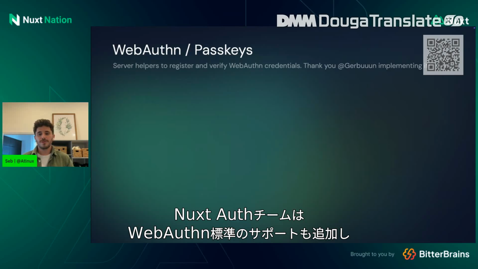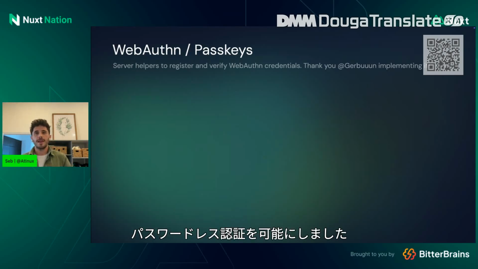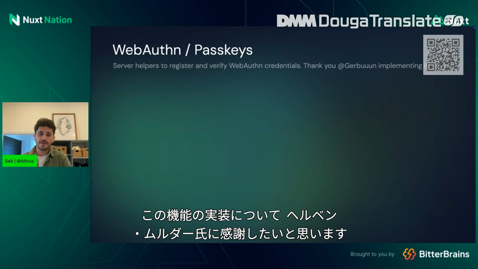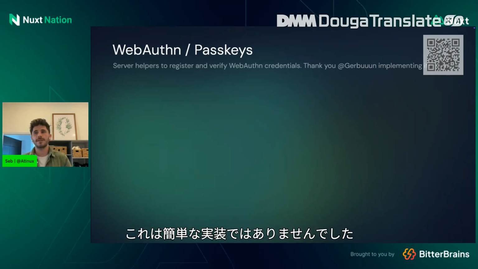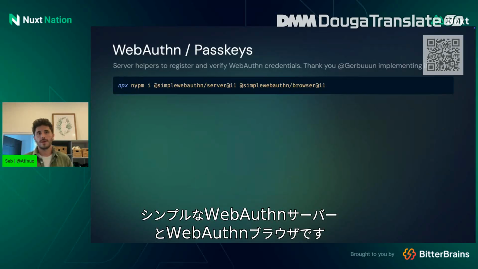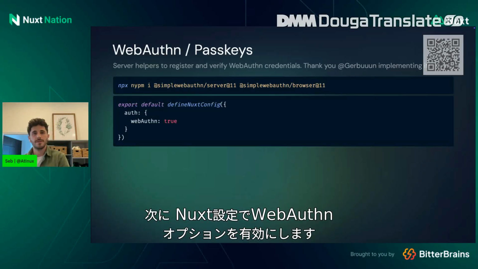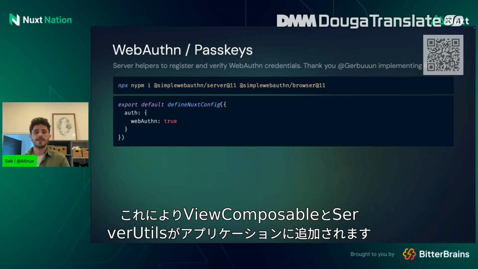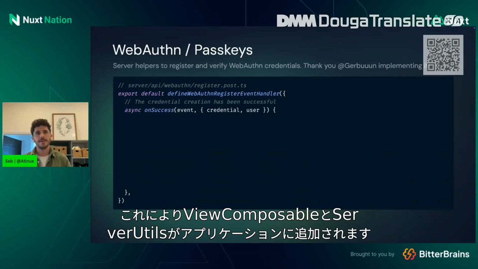Nuxt.utils also adds support for the WebAuthn standard to add passwordless authentication. I would like to thank Gerben Mulder for implementing this feature because it was not an easy one. So how does it work? First, you install the peer dependencies, which are simplewebauthn/server and simplewebauthn/browser. Then you enable the webauthn option in your Nuxt config. So this will add the Vue composable and server utils to your application.